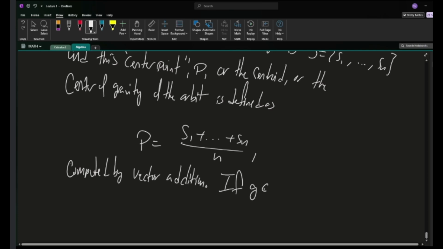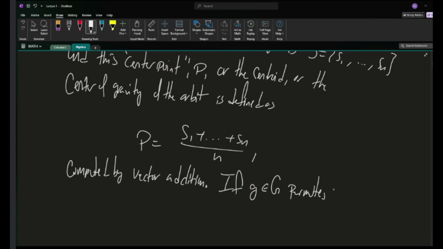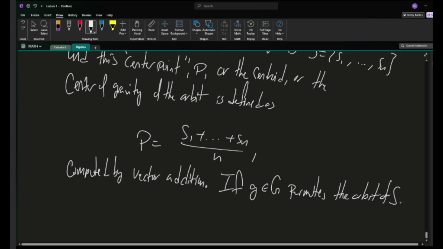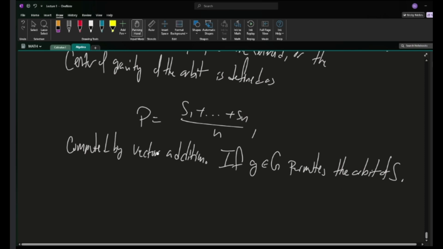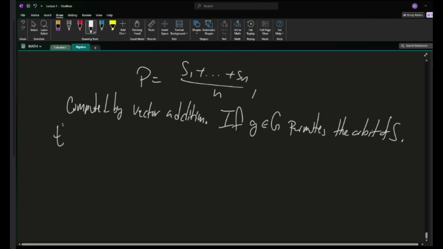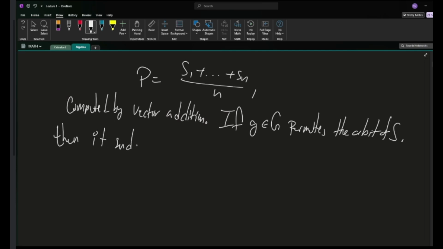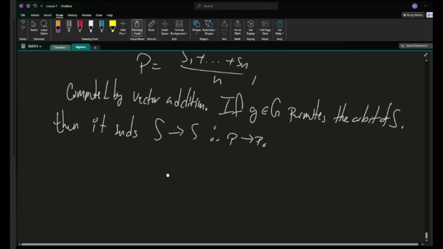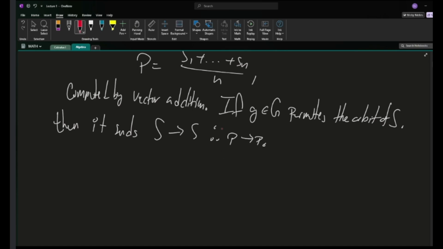If G permutes the orbit of S, then it sends S to S, therefore P to P, which just means regardless of how we permute this order of S, we will always have this fixed point P being constant.